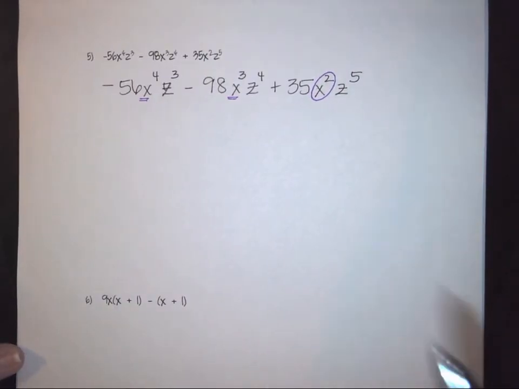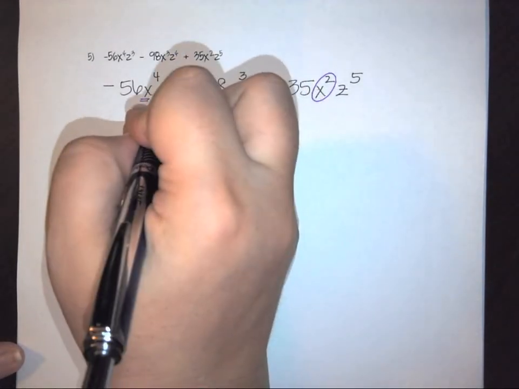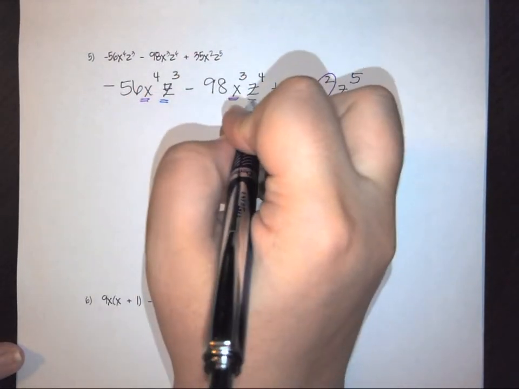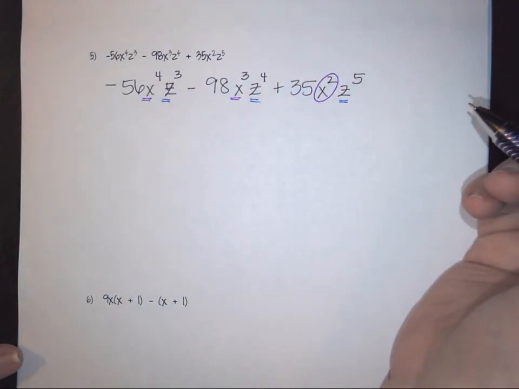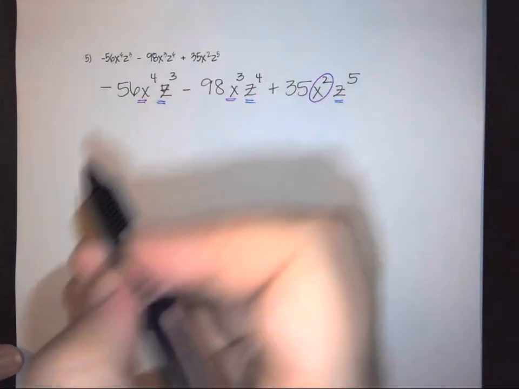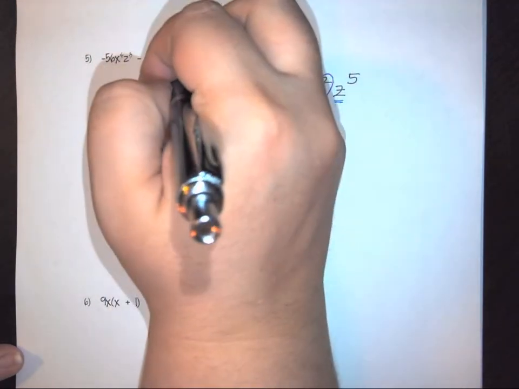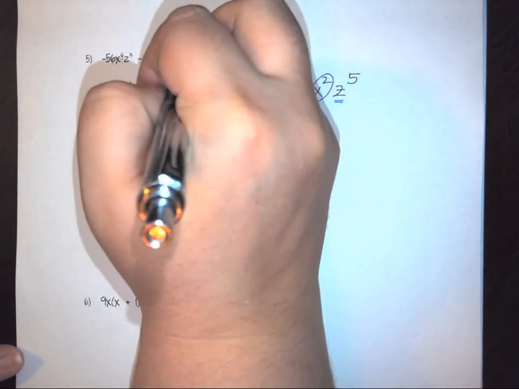Now the other piece is I've got these z's here, so I've got this z cubed, z to the 4th, and z to the 5th. Again, I want to pull out the smallest, so I have 3, 4, 5. The smallest here is going to be my 3.